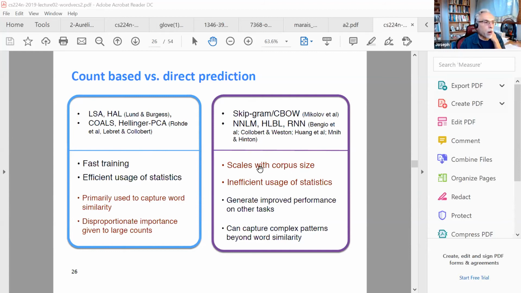The advantages of these models are that they scale well with corpus size. They get better and better with larger and larger corpus. But a problem, he says, is they make inefficient usage of statistics. I'm not sure why he says that. They generate improved performance on other tasks like analogies and like other things like, let's say, named entity recognition. These are common tasks that they do in NLP. They do well on these tasks. They can capture complex patterns beyond word similarity.